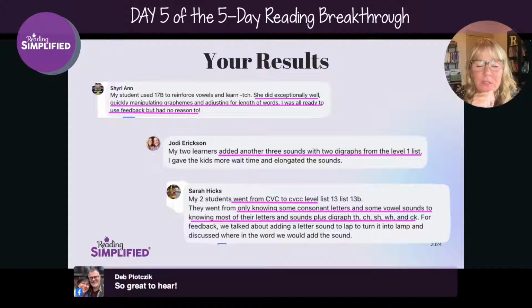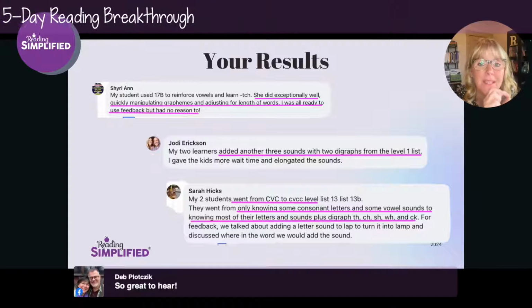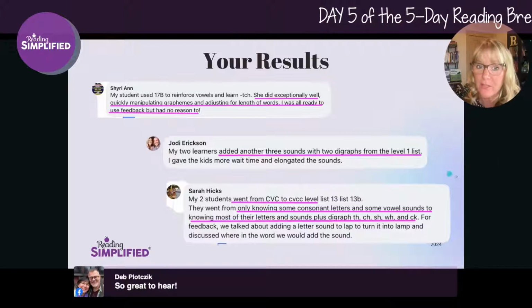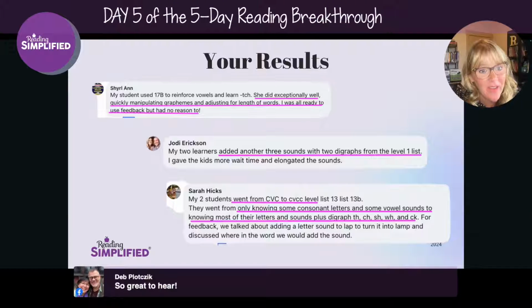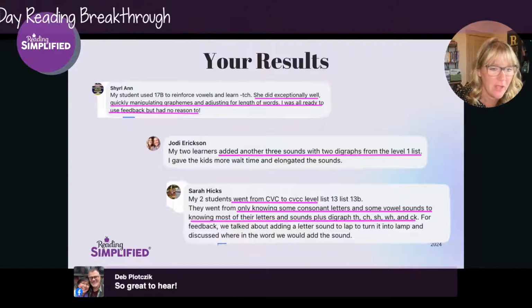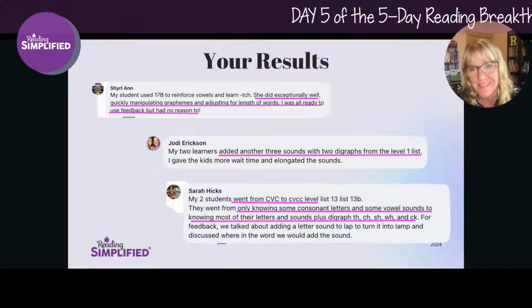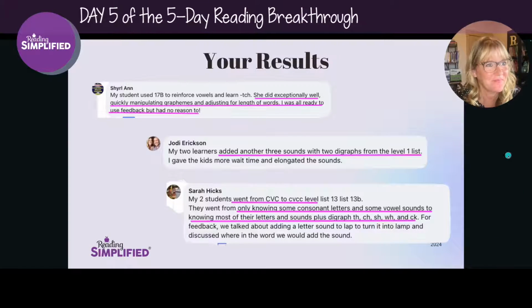And then the students went from knowing some consonant letters and some vowel sounds to knowing most of their letters and sounds, plus the digraphs. Look at all those digraphs. All of this together is pretty cool. So we're just going to celebrate you guys.